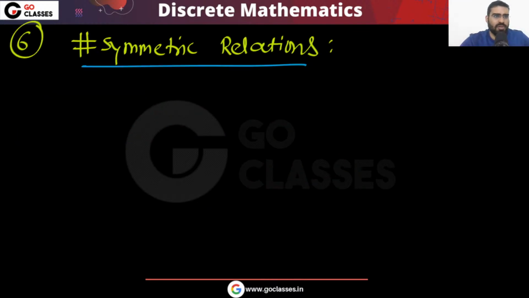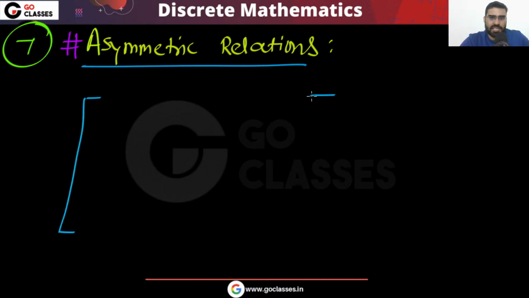Now let's move on. Now let's see the number of asymmetric relations. How many asymmetric relations are there? So let's calculate this. What does an asymmetric relation say? Asymmetric means that the diagonal must be 0. Yes or no? All the diagonal entries must be 0.